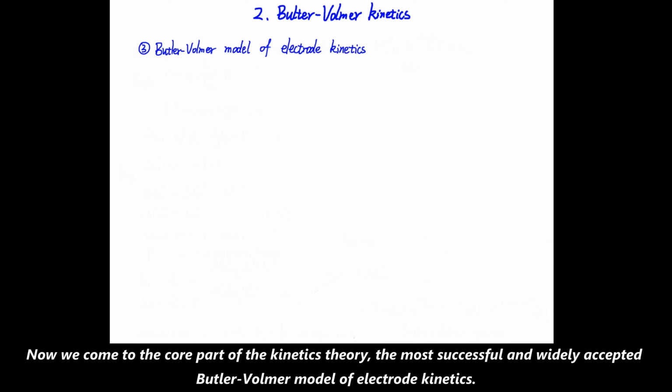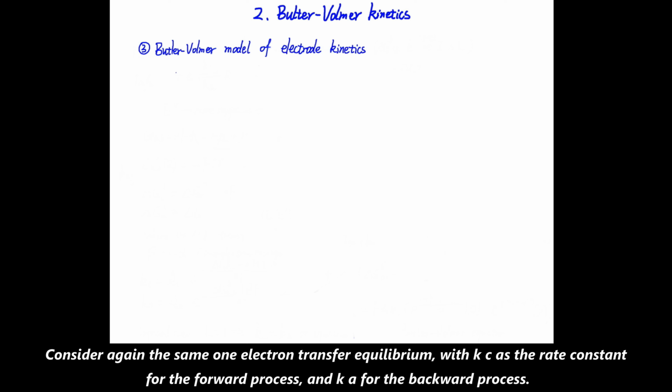Now it comes to the core part of the kinetic theory, the most successful and widely accepted Butler-Volmer model of electrode kinetics. Consider again the same one-electron transfer equilibrium, with Kc as the rate constant for the forward process and Ka for the backward process.